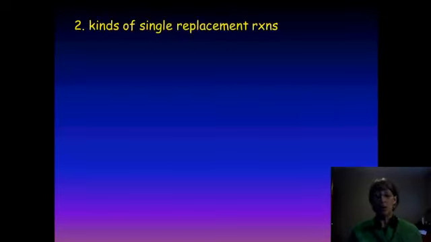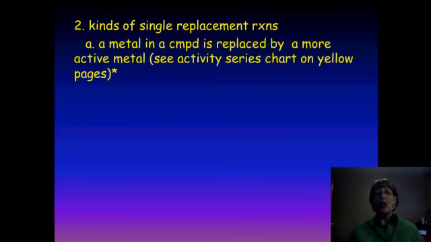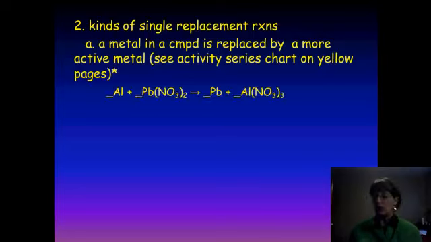There are two major types of single replacement reactions. First, you have a metal in a compound that is replaced by a more active metal, and that's where we use the activity series that's on your star reference materials or your yellow pages. So here we have an example.